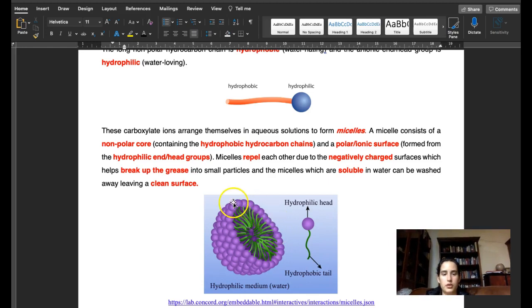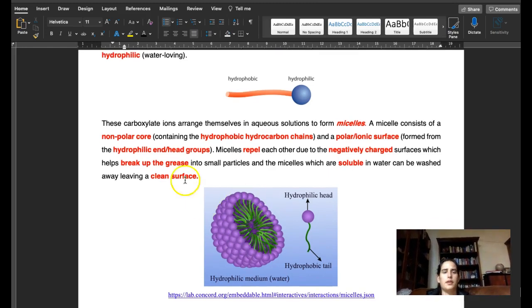So in aqueous solution, we form these circular, spherical structures, where we've got these anionic heads on the outside because they are water-loving. They are hydrophilic, they interact with ion-dipole bonding and hydrogen bonding with water. And on the inside, we have the hydrophobic hydrocarbon portions, which do not want to be interacting with water. So we form a micelle. It's a nonpolar core with these hydrophobic hydrocarbon chains, and it's got a polar ionic surface with the hydrophilic head groups.